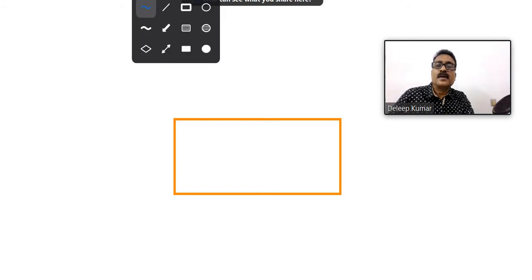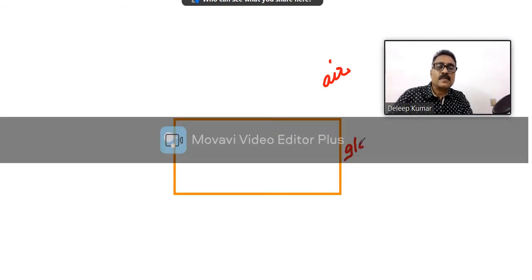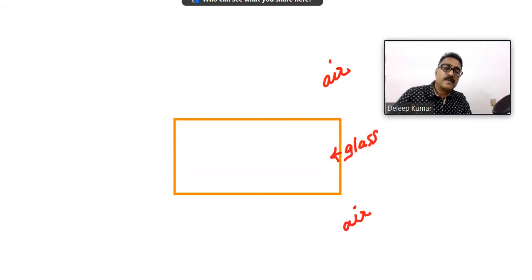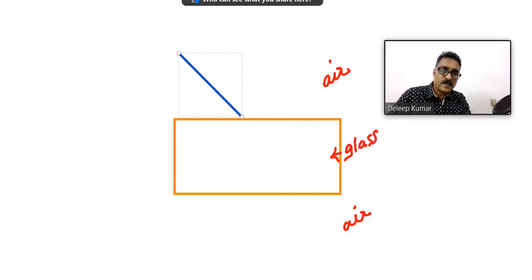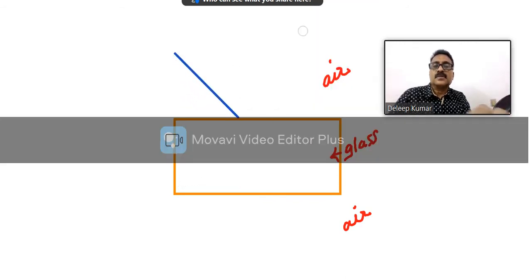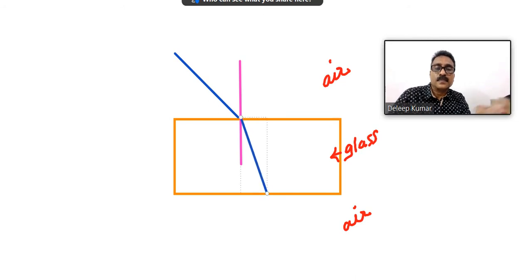So when a light ray falls from air to this glass, which medium is air? Here this medium is air, this medium is glass, and down this is air. Okay, when a light ray travels from air to glass, as we discussed earlier, this ray will bend towards the normal. If this is the incident ray, we have to draw a normal here. This is the normal. So we can see that this light will bend towards this direction. Okay, clear?